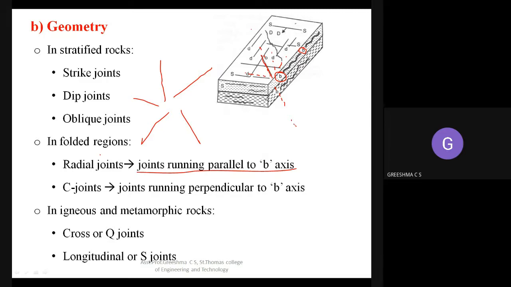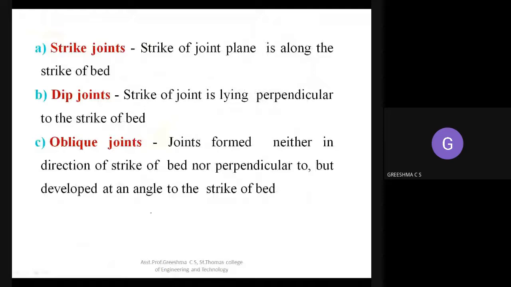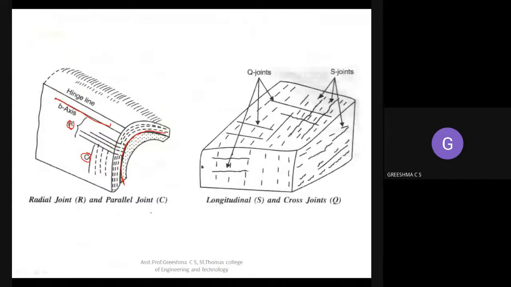What about sedimentary rocks? Sedimentary rocks are basically stratified rocks that we have discussed here, so the first case covered them. Now the remaining ones are igneous rock and metamorphic rock. So here you can see.